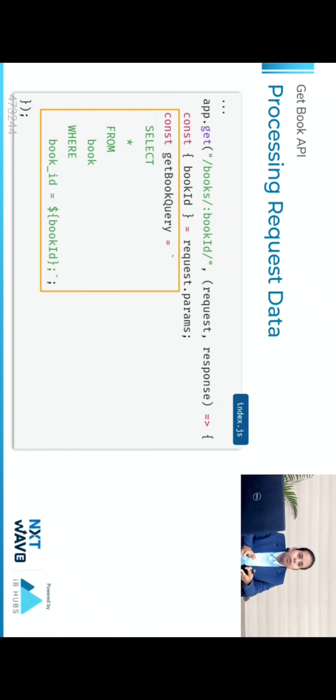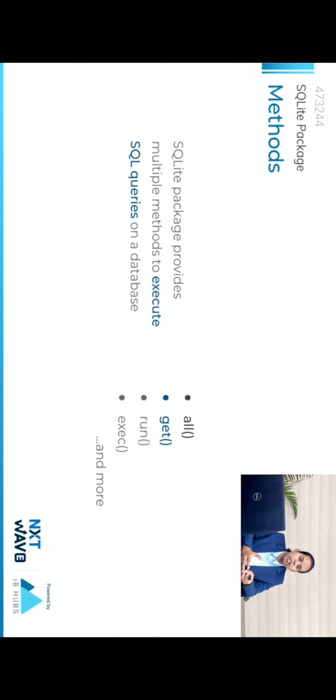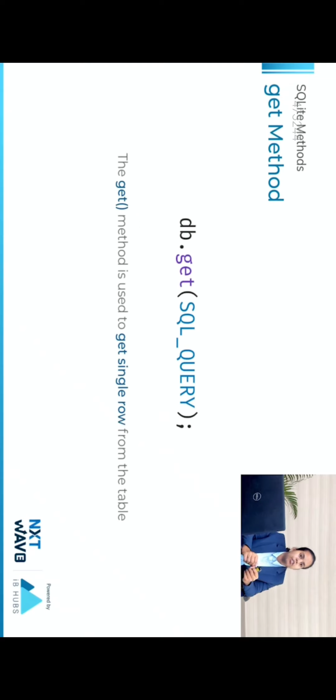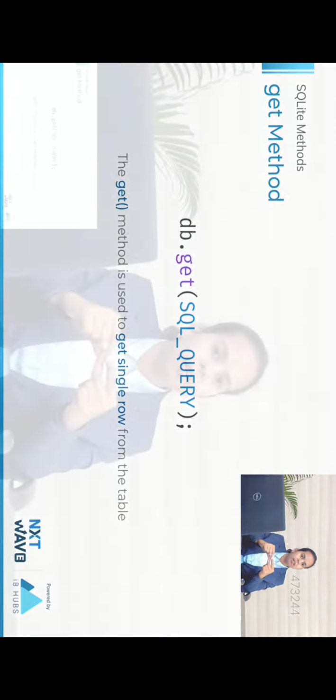Now we have to run this SQL query against our database, right? As we understood, the SQLite package provides us multiple methods to execute SQL queries on the database. One such method was all, which we have seen previously. Another method is get. The get method is used to get a single row from the table. So when we want to fetch a single row, we can make use of this get method. In our case, we just want the details of one particular book, so that is a single row.